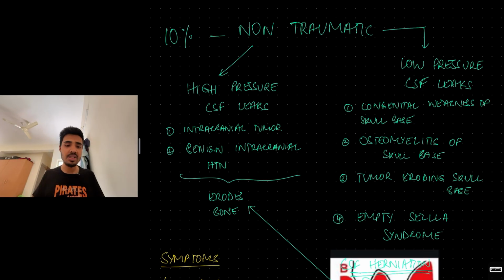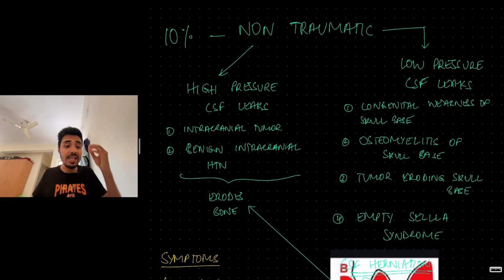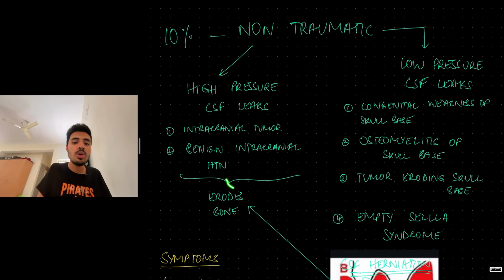In high pressure CSF leaks, what happens? Because of very high CSF pressure, it starts eroding the skull base bones. Because of gradual erosion of the bones, eventually there's a leak leading to CSF rhinorrhea. What can lead to an increase in CSF pressure? There is a disease known as benign intracranial hypertension that can cause it. Also any intracranial space occupying tumor will take up a lot of space. This will increase the pressure exerted by CSF on the bones, so it will erode the bone. So these are high pressure CSF leaks.